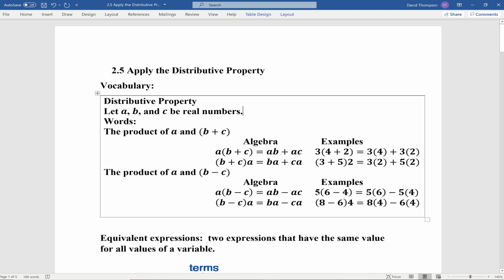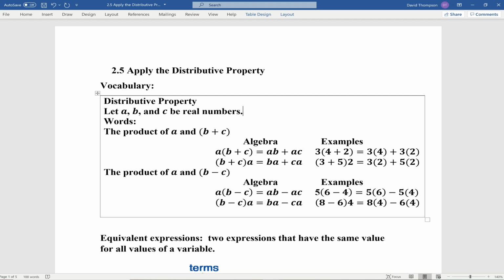In this video, we're going to talk about applying the distributive property. First, let's review what the distributive property says. Let A, B, and C be real numbers. In words, the product of A and the quantity of B plus C, in algebra, is written as A times the quantity of B plus C equals A times B plus A times C. An example with numbers: 3 times the quantity of 4 plus 2 equals 3 times 4 plus 3 times 2.